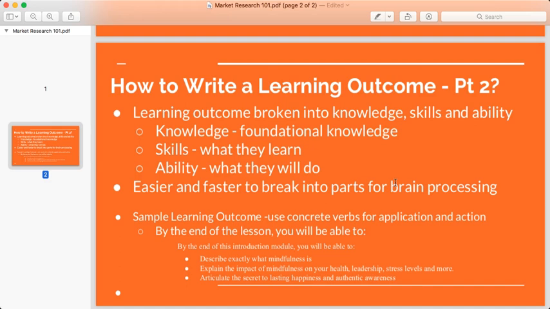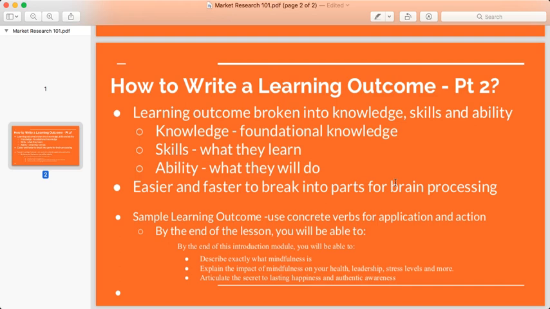Most of us have heard the term learning objective, or goals, or just objective. So why the term learning outcome? Well, the goal of a learning outcome is to be very, very specific and very, very clear as to what our students, customer, audience will learn as a result of this specific lesson.